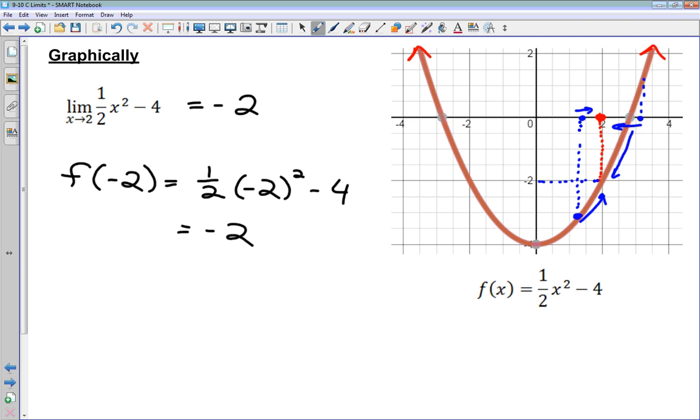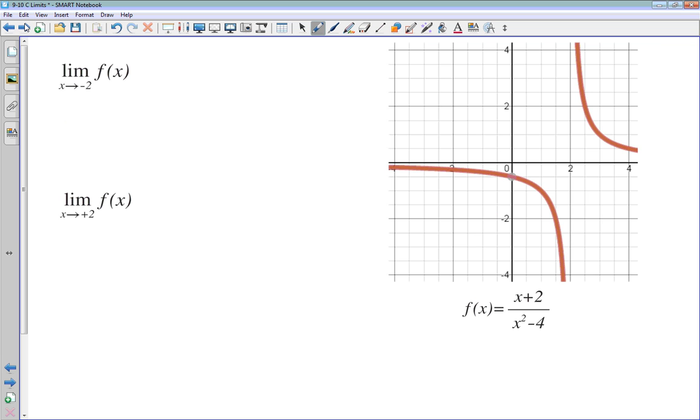So let's look at a slightly trickier graph here. This is the graph of the function f(x) = x squared (x + 2) divided by x squared minus 4. It's a rational function, and we've got two branches here. We want to evaluate two limits. The first one is the limit as x tends to -2 of our function.